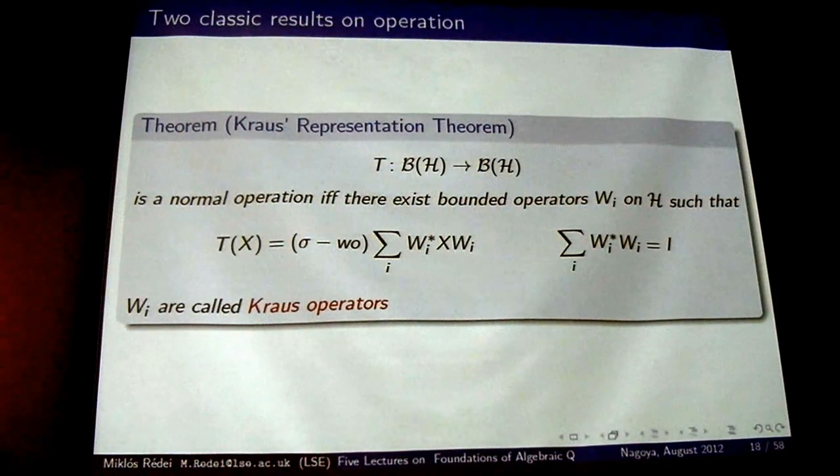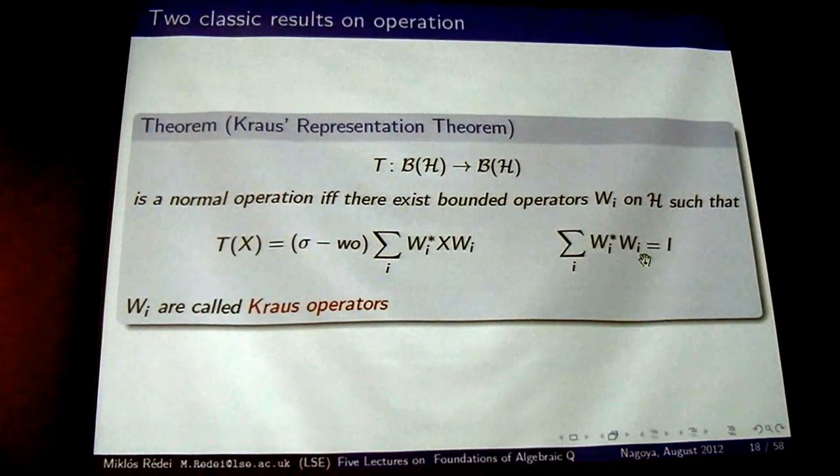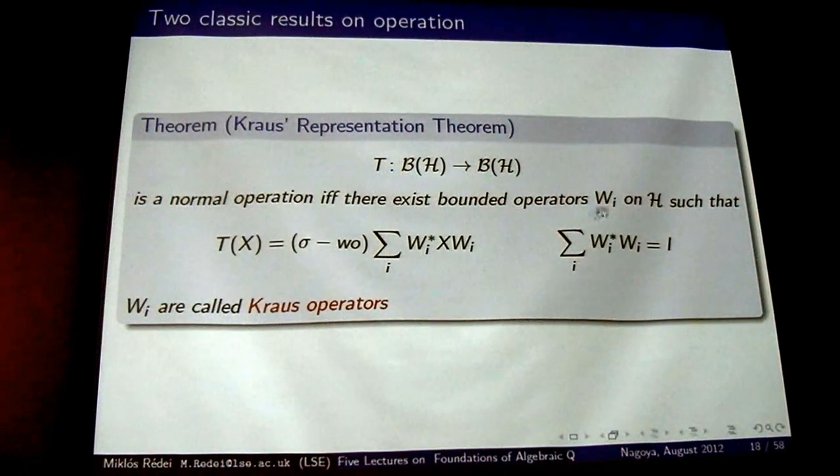It's called the Kraus representation theorem. If you have a CP map on the set of all bounded operators into the set of all bounded operators, then it has this particular form. If it's a normal operation, then it has this form, okay, where these W_i's sum up to one, and they are called the Kraus operators. This is really a corollary of this Stinespring theorem. All right, I assume that you know this very well.